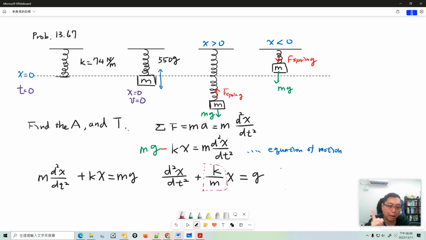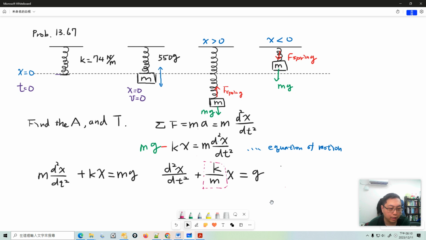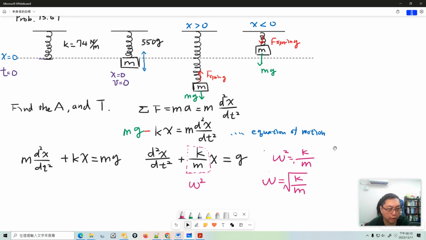In the simple harmonic oscillation, moving in the horizontal direction, there is no extra acceleration. And also in the vertical mass spring system, this is what we call omega square. It's also the angular frequency. So omega square equals k over m, so the angular frequency is equal to the square root of k over m. And what we want to calculate is the period.